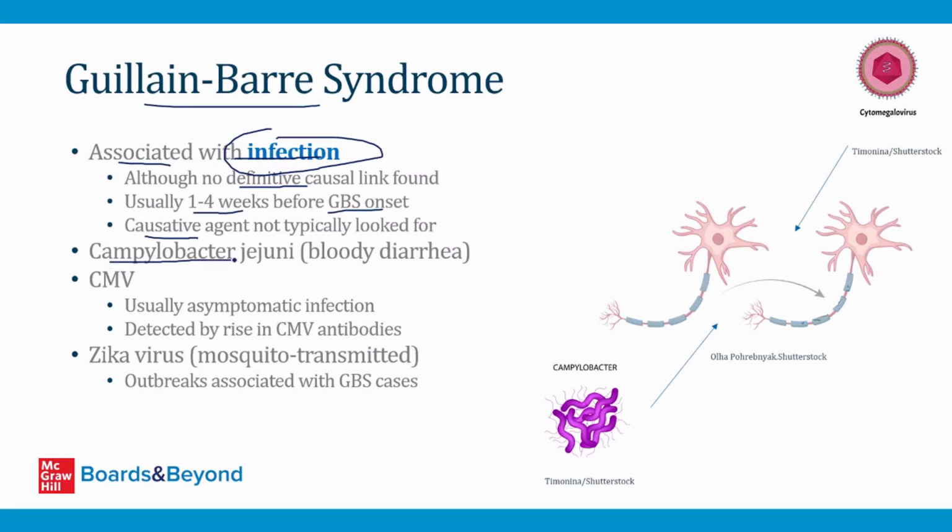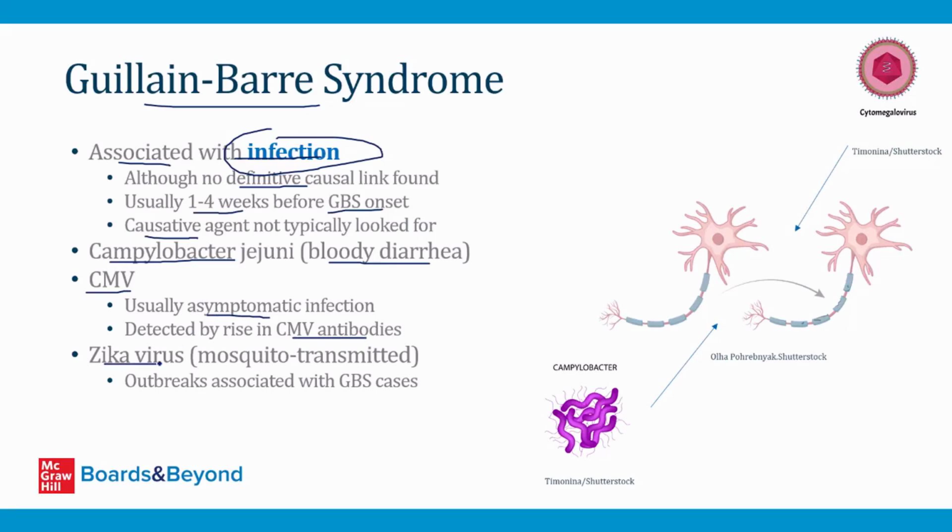It's a classic trigger for Guillain-Barré. This is a GI infection. It leads to bloody diarrhea, so a patient who has this condition 1 to 4 weeks later could develop neurologic symptoms of Guillain-Barré syndrome. Cytomegalovirus infection has also been well described as linked to Guillain-Barré syndrome. Usually infections with this virus are asymptomatic, but a rise in CMV antibodies has been shown in many patients who go on to develop Guillain-Barré syndrome.